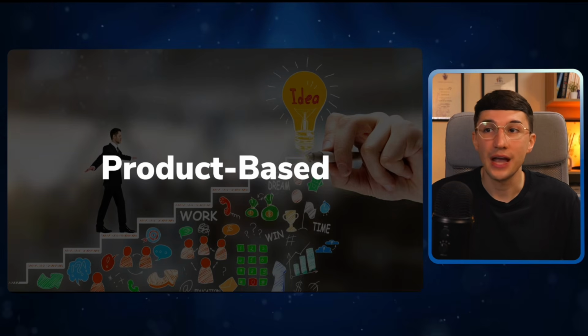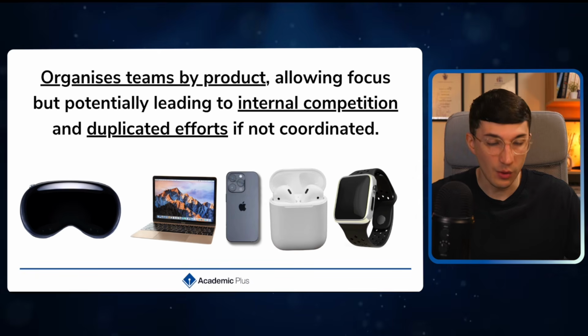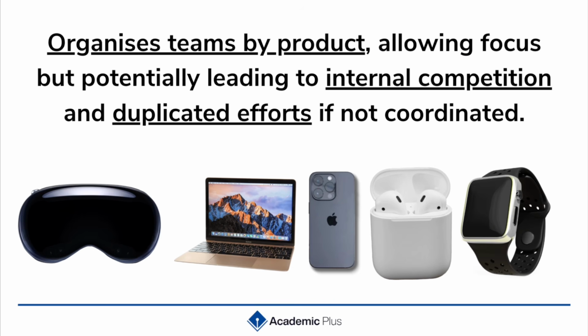The next type of structure we have could be product-based. Now, the product-based structure is an organisational structure where a business is divided into separate teams or divisions based on different products or product lines that they sell. Each team operates independently. They will manage their own aspects like marketing, production, and sales for their specific product. Now this structure can allow the business to focus more on product development, how their specific product can meet and satisfy customer needs, and how they can respond to changing customer needs.